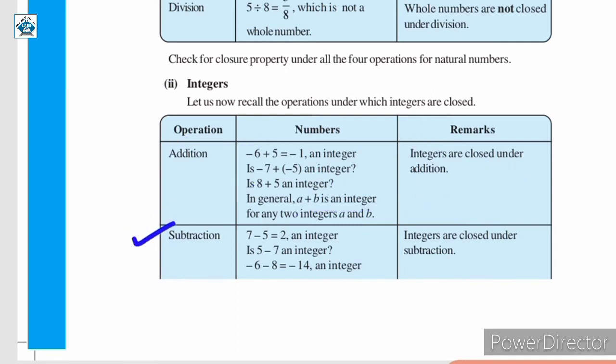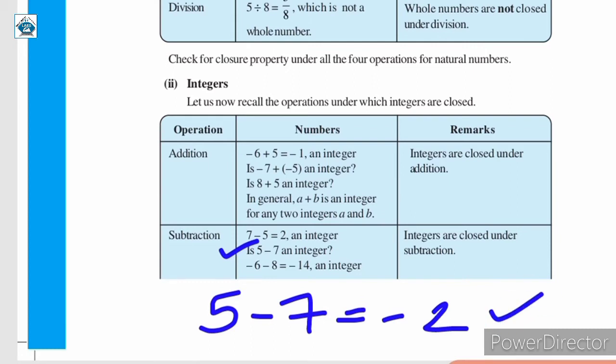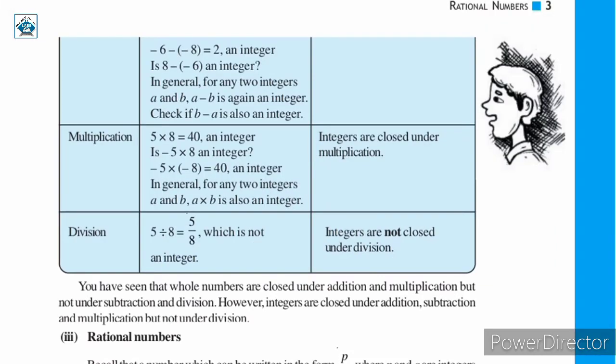The next operation is subtraction. Consider two integers 7 and 5 and let us subtract them. 7 minus 5 is equal to 2 and it is an integer. Similarly, if we consider 5 minus 7, 5 minus 7 करेंगे then the answer is minus 2, which is again an integer. Therefore, integers are closed under subtraction. So in general we can say for any two integers a and b, a minus b is again an integer.